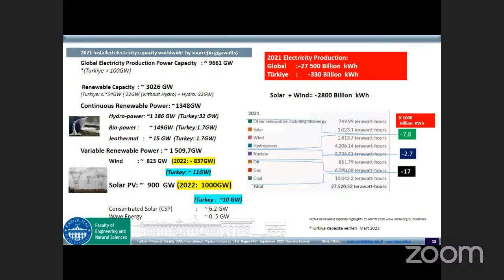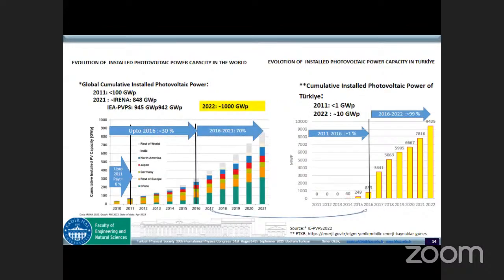Okay, this is the final summary slide for photovoltaics. Photovoltaic is really an intermittent power source, so you need storage. Storage is another area which is again interesting in nanotechnology. Okay, but when we look at how much is installed all over the world and in Turkey, it was quite a short time ago that we reached today's figure. In only the last 5 years, we've got 70% of the total installation in the world. And in Turkey, 99% of the photovoltaic devices were put in place in the last 5 years.